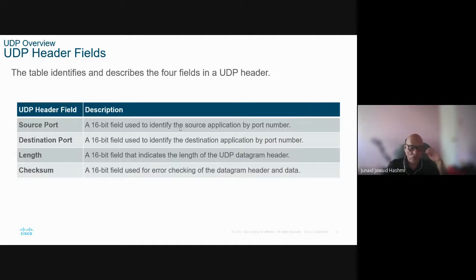So you have a source port and a destination port. The source port identifies where the request is coming from, and the destination port identifies where the request is being sent, or what application is being requested. Then there's the length, which is a 16-bit field, and then there's a checksum for error checking.